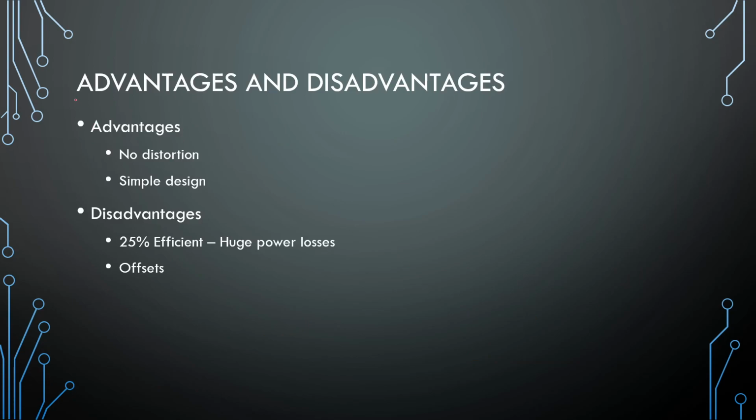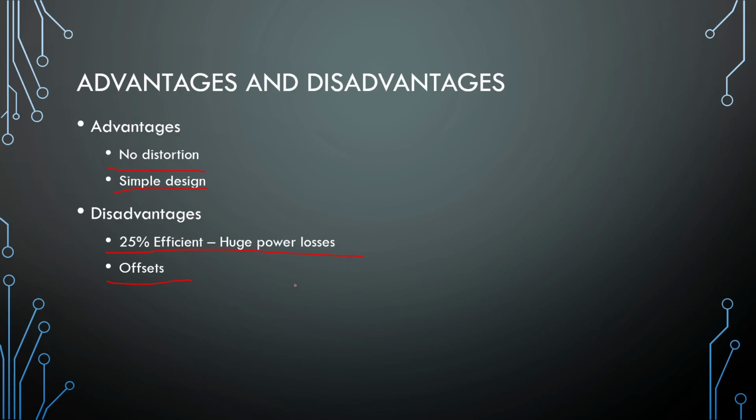Right, so a quick look at the advantages and disadvantages. We haven't seen any distortion on our outputs, and I'm not talking about the clipping right here if you design your reference current wrong. The design is kind of simple. The disadvantages are that we have 25% efficiency and we have offsets. There are ways to deal with the offsets.